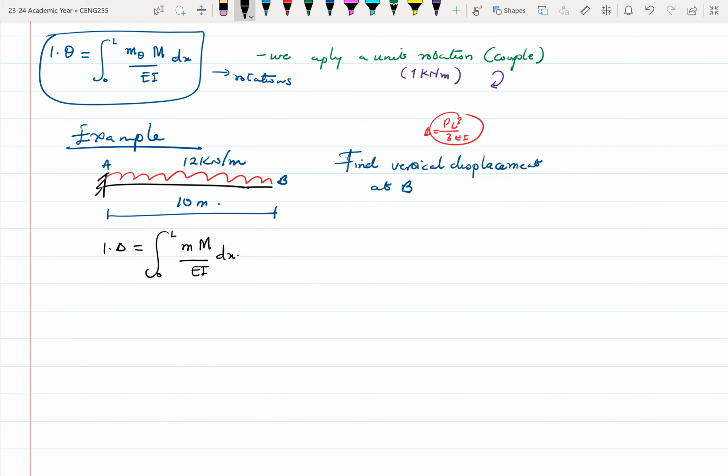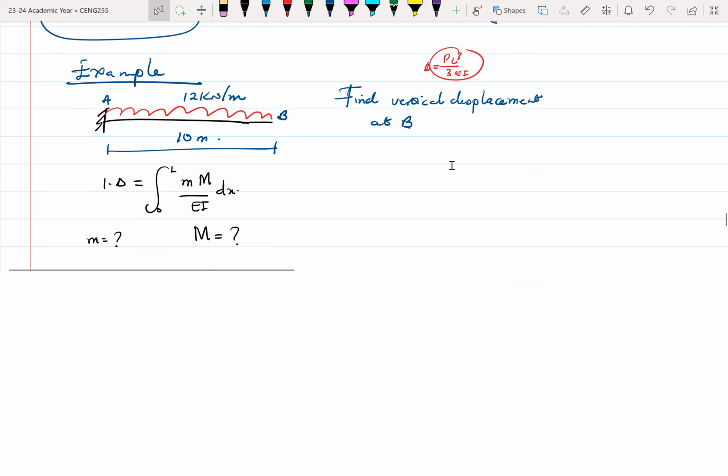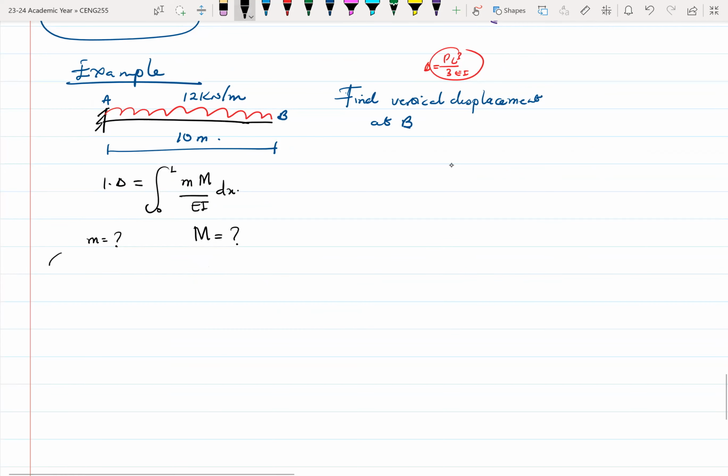Okay. So we need to find small letter m and big letter M. The small letter m is for the virtual system, and the big M is for the real. Let's take a look. You find all these m's in terms of x.